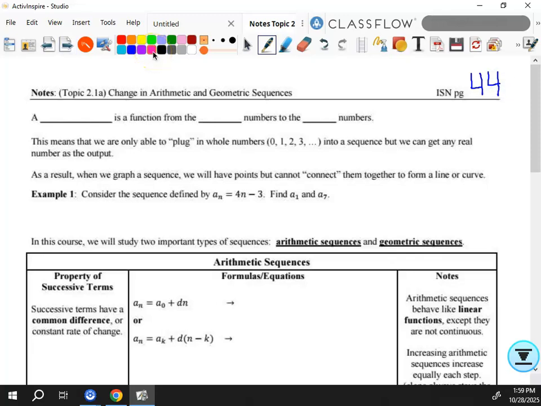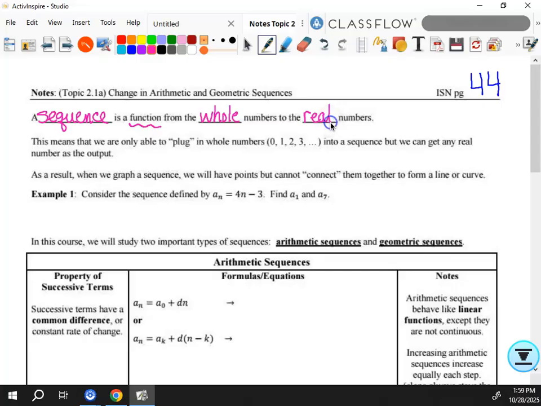Okay, so sequences, not new to you for sure. So a sequence, just like a list of numbers, okay, that have some relationship, is a function. So it is a function from the whole numbers to the real numbers.